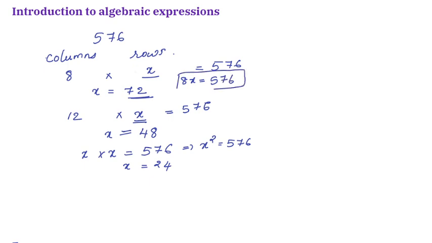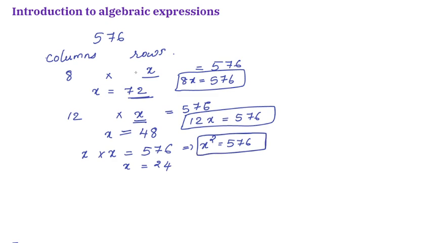Now look here. So here we had 8x is equal to 576, right? Here we had one equation. Here again we had another equation, 12x is equal to 576. And here we had x square is equal to 576, right? Here we can see that there is a constant and there is one alphabet we have put, which we can call a variable, and we got an answer.